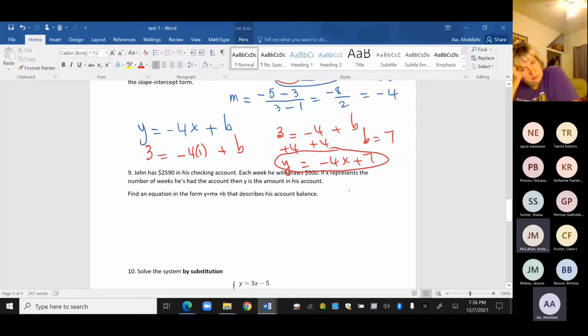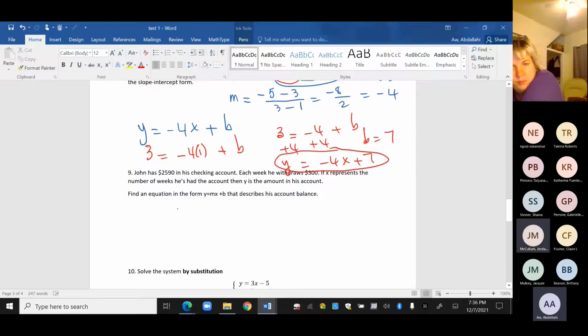So now, I know a lot of people don't like word problems, but look, some of them, we have just to go ahead and attack them, okay? They don't hide like some hard math. For instance here, John has 2,590 in his checking account, right?